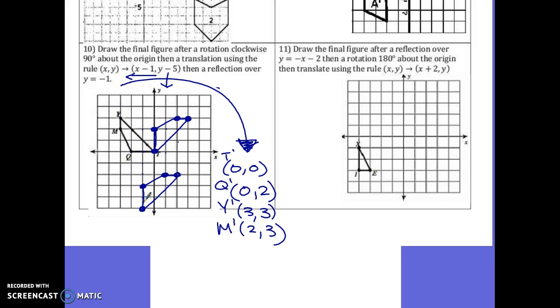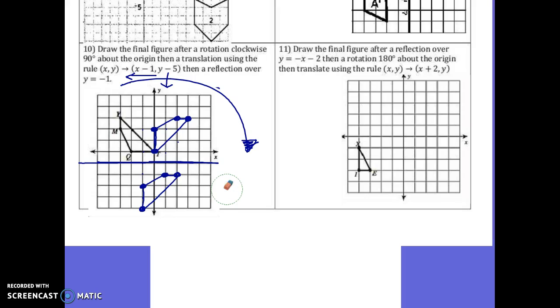And last of all, reflect over y equals -1. Okay, so I got y equals -1 right here. And I don't know if I have quite enough room, I better do it in another color to show my final shape. So the final shape, I'll make it in red. I want to reflect it over this line here. Y equals -1. That's this line. It's crossing the y-axis and it's on -1.